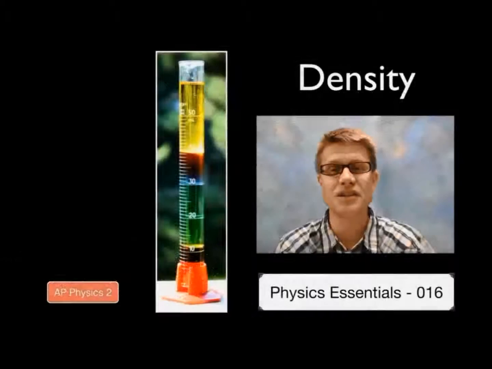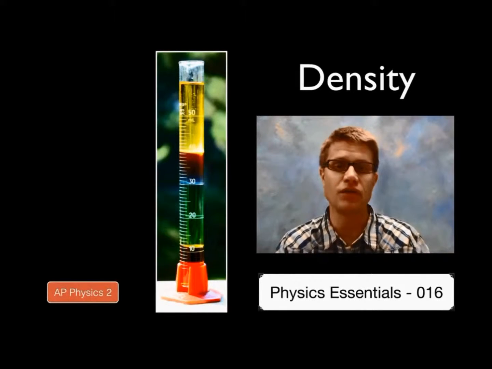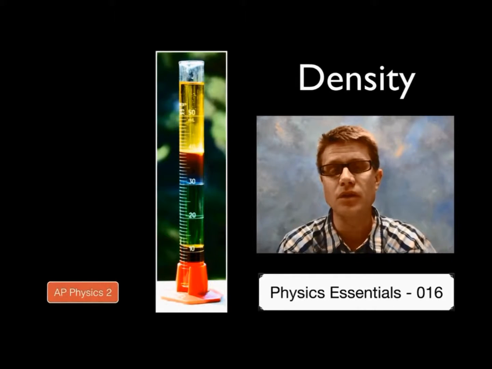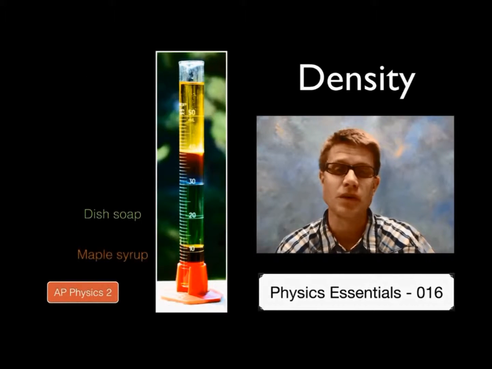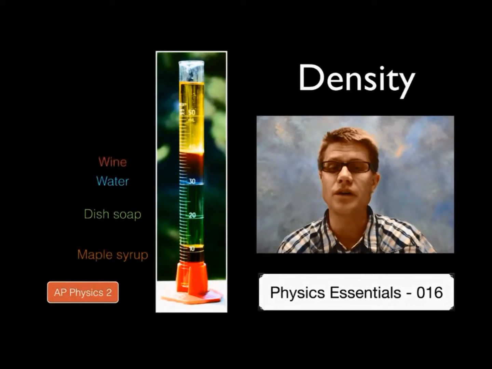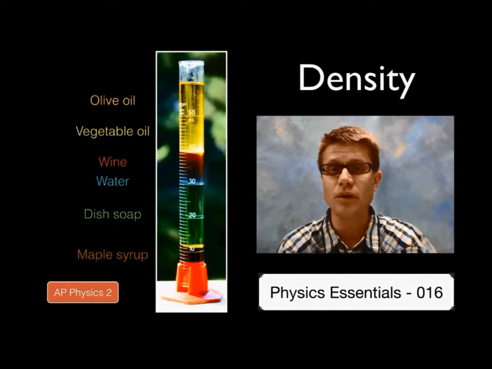Hi, it's Mr. Anderson, and this is AP Physics Essentials Video 16. It's on density, which is a measure of the compactness of matter. And so what we have here are a number of fluids that have different densities. At the bottom, we have maple syrup, followed by dish soap and water and wine and vegetable oil and olive oil. And so what do we know? Well, the most dense material, the maple syrup, is going to be at the bottom, and the least dense is going to be the olive oil at the top.